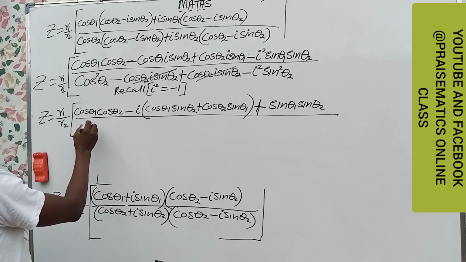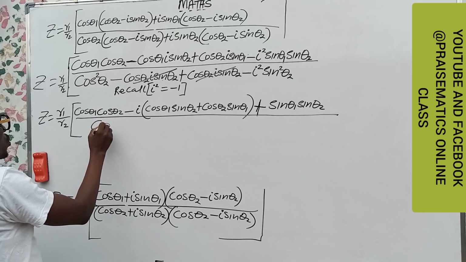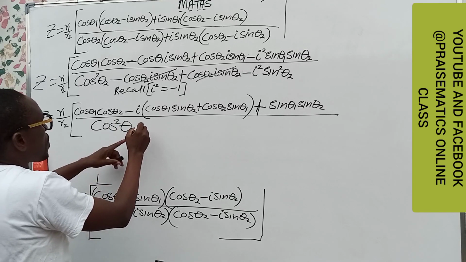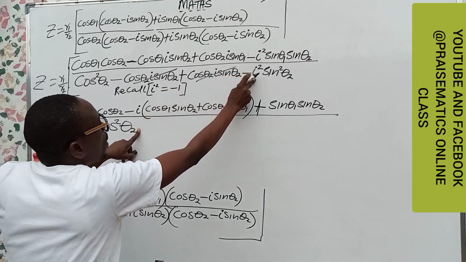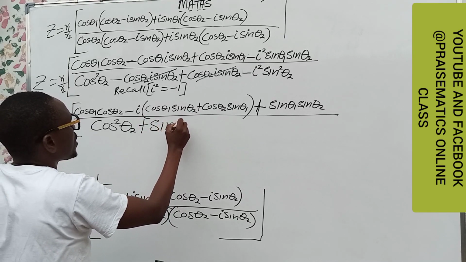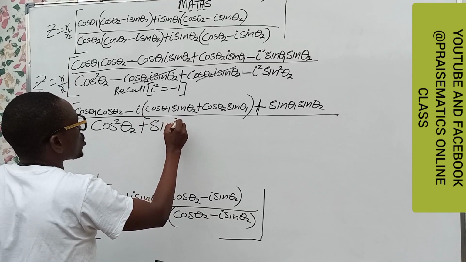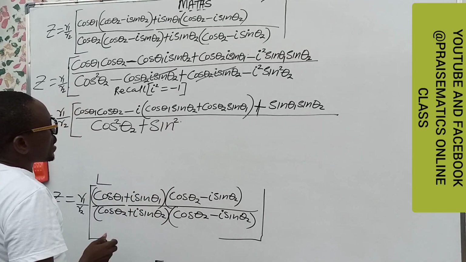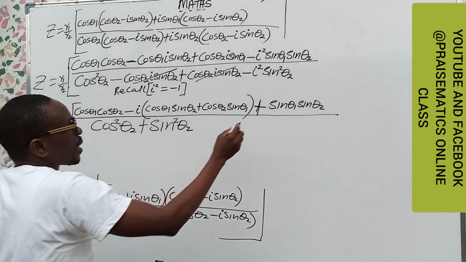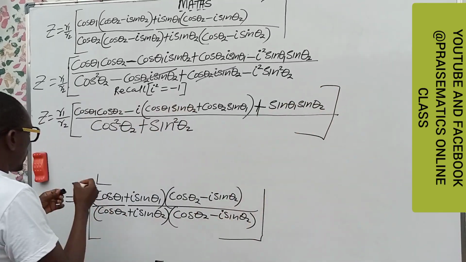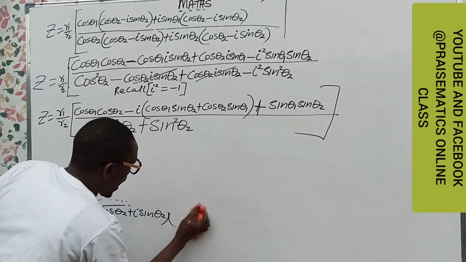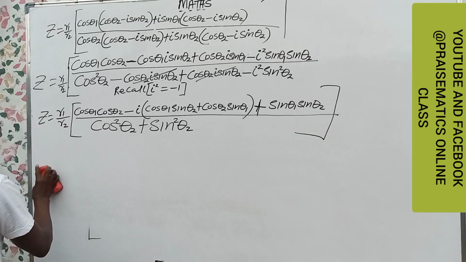So what do we have? We have cos square theta 2, minus 1 times minus 1 will give us plus, and i squared gives us sine square theta 2. And that is 3. What do we do now? We need to collect like terms.